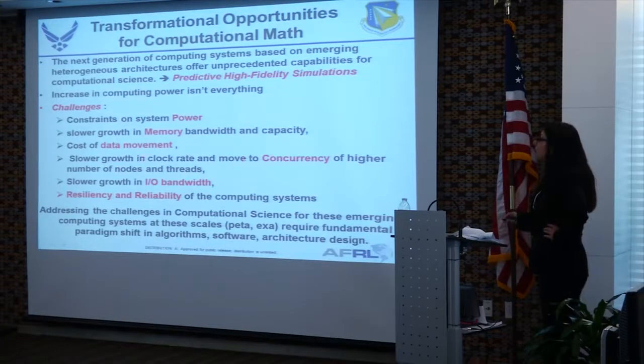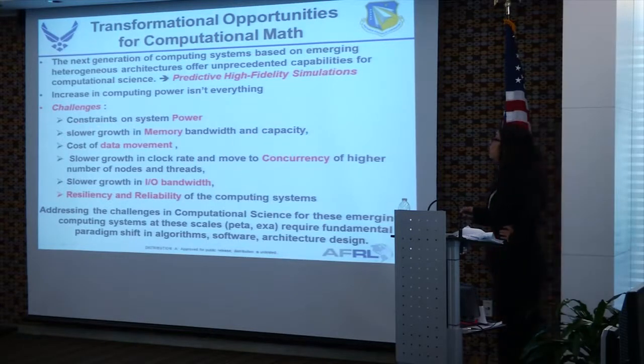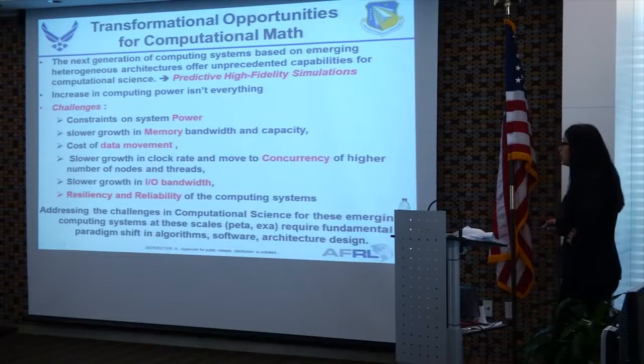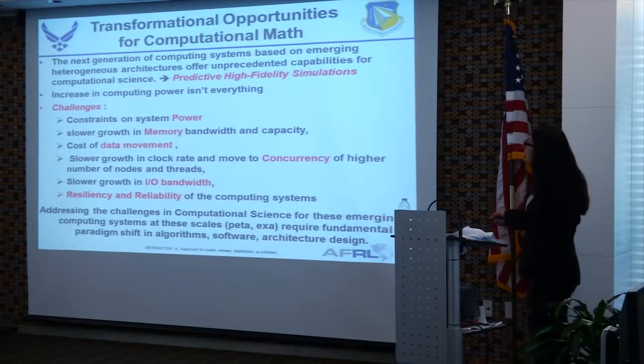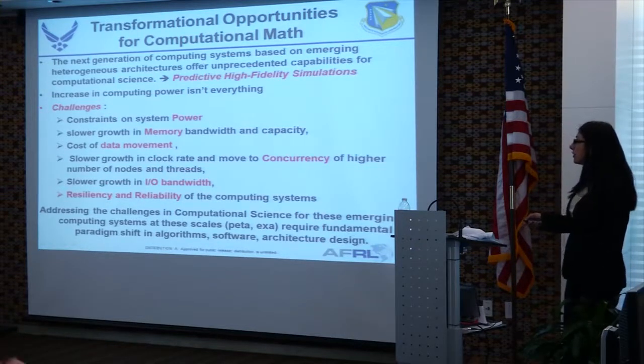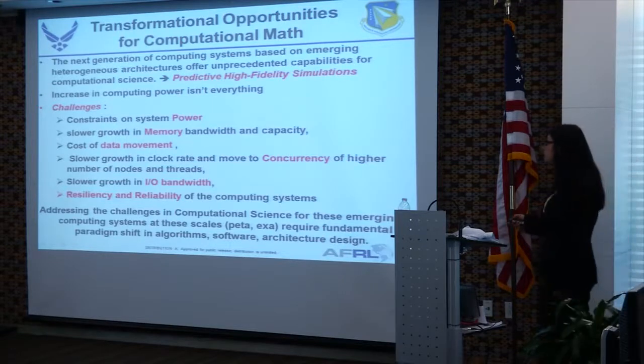And I have to go through some of this. You see why, because of these challenges and constraints, we need a paradigm shift. More and more, you've heard that there's going to be a constraint on system power, whether you're looking at petascale or, in this case, exascale. Slower growth in memory bandwidth and capacity, and there's going to be the cost of data movement. Between these two, it's going to have a great impact on the kind of algorithms we have right now, which depend on memory and movement of data. Since there's going to be slower growth in clock rate, there's going to be a move to concurrency, with a higher number of nodes and threads, so the whole idea of parallelism becomes very important.